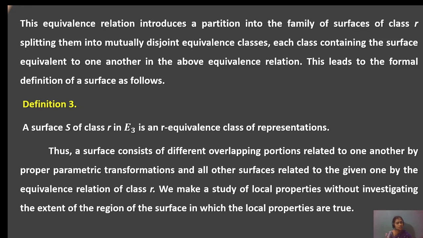Definition three: a surface S of class R in E3 is an R equivalence class of representations. Hence, a surface consists of different overlapping portions related to one another by a proper parametric transformation, and all other surfaces are related by the equivalence relation of class R. We make a study of this property and show how reflective as well as symmetric forms will be generated in the equations.